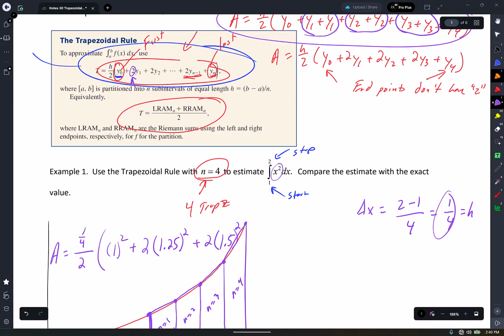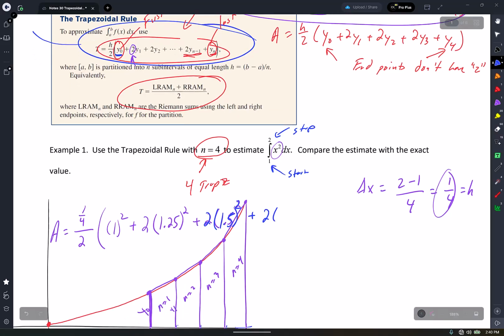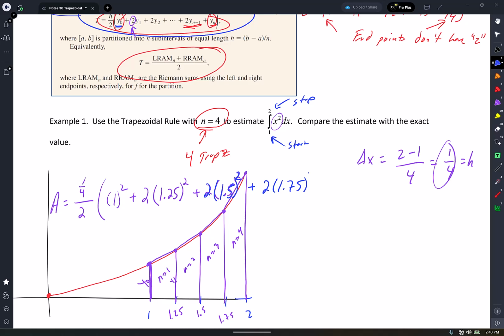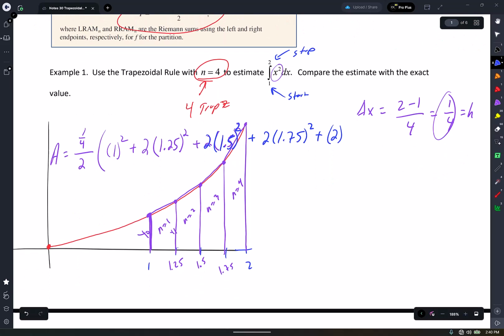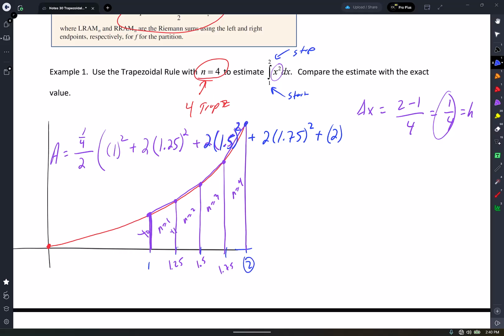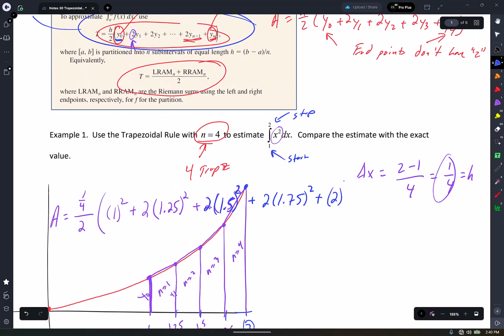Plus 2 times 1.75 close it squared. Now here we go. Here's my last term. Do I need to have a 2 in the front? No, because it's my last one, guys. Plus 2. It just so happens that it's a 2, but that's not the coefficient of 2. That's just this coordinate right here. 2. And then 2 squared will tell me what that y value is. There, close my parenthesis.